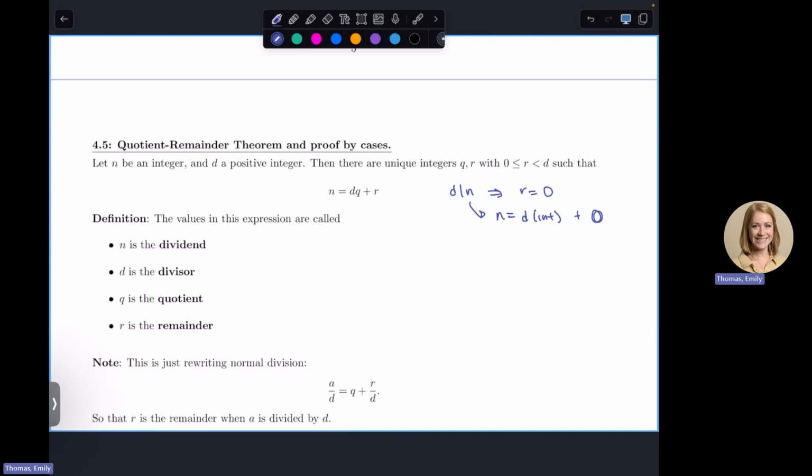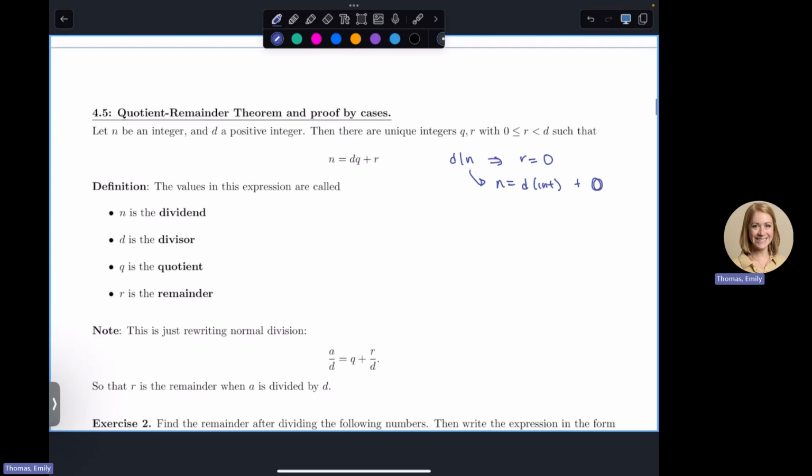Okay, so this is just a rewritten form of normal division. It's uncomfortable, but it works. Call this one an N instead of an A, and then it will be clearer what's happening. So N divided by the divisor is the quotient plus the remainder over the divisor, right? This is the thing you've been doing forever. R is the remainder when N is divided by D.